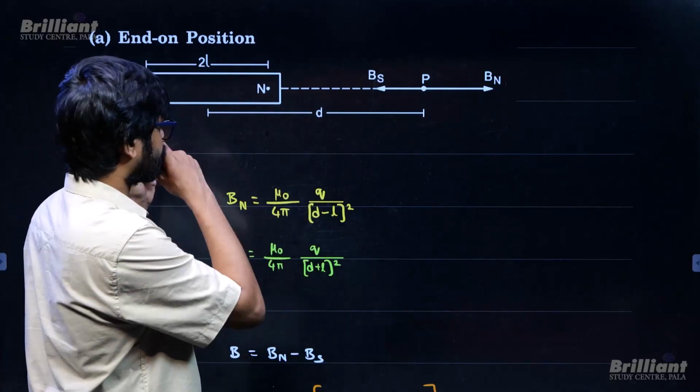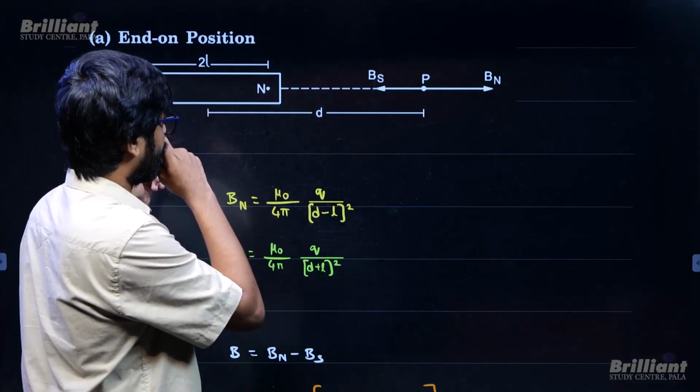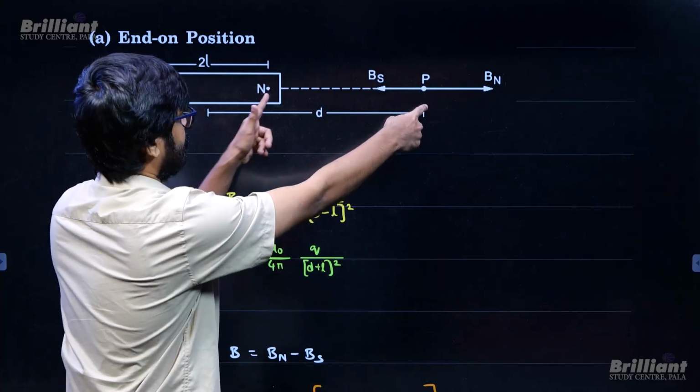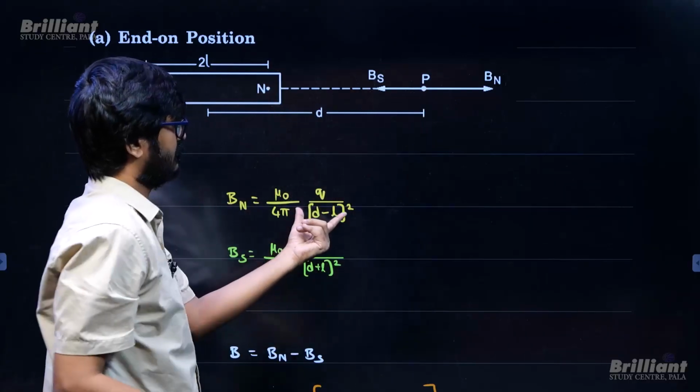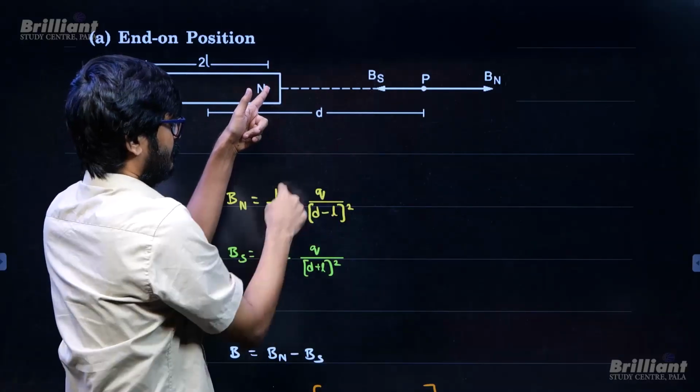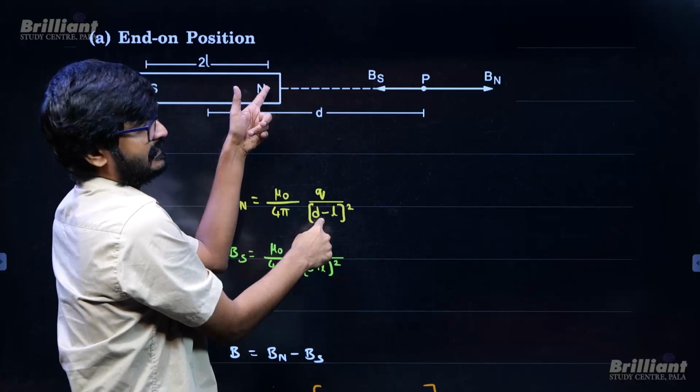Now, this distance is d, this is L, this is L, this is d, so this will be d minus L. So, due to this one, the field is going to be mu naught by 4 pi into q by (d minus L) whole square.